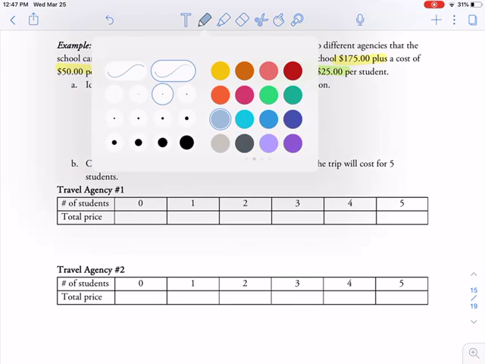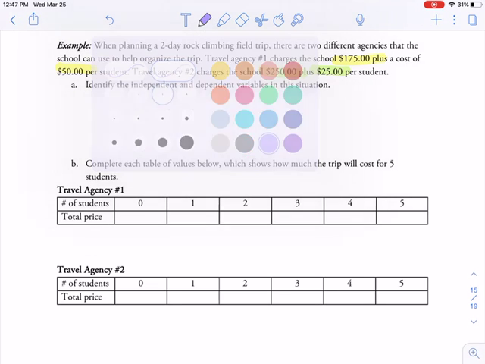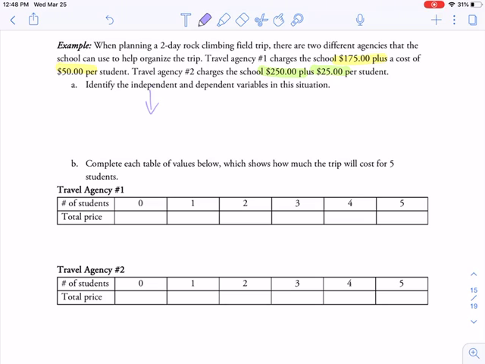Let's talk about those first. The independent variable is one of the variables, and the dependent variable, of course, is the other. If you take a look at the question, we can see that the number of students that come is going to affect the cost, right? And that is actually exactly it. So the number of students affects the cost of the trip. Because of that, the number of students is independent, and the cost of the whole trip is the dependent variable.